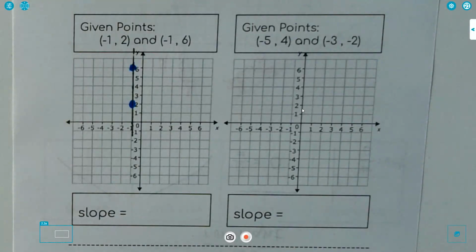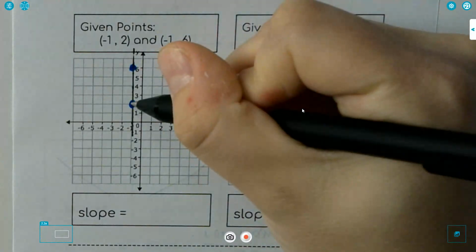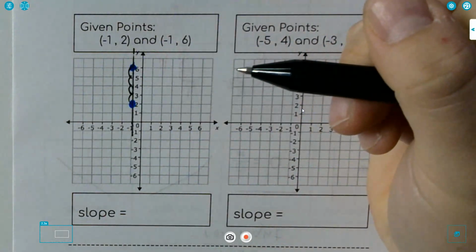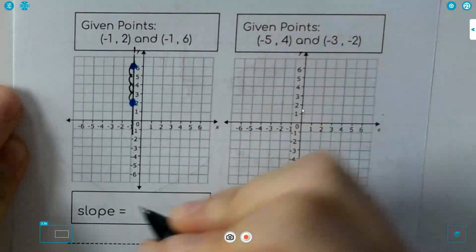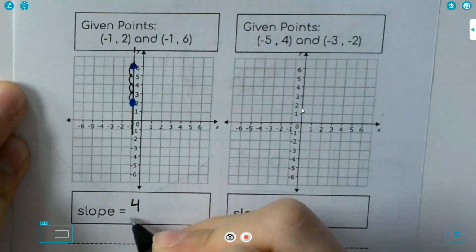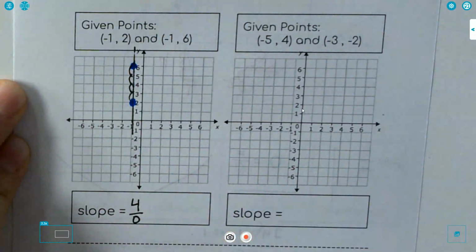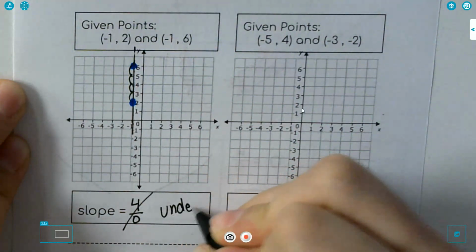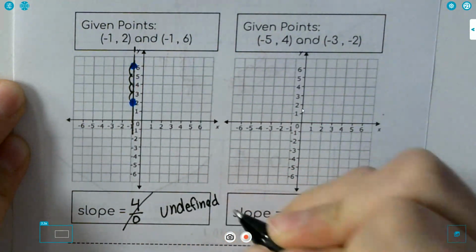Okay, so what is the rise between these 2 points? 4, okay. So our rise is 4. What is the run? 0. I do not go left or right at all. So 4 over 0. Am I allowed to divide by 0? No. So I don't even need to write that part down. I wanted you to write it down as a note. My slope here is undefined.